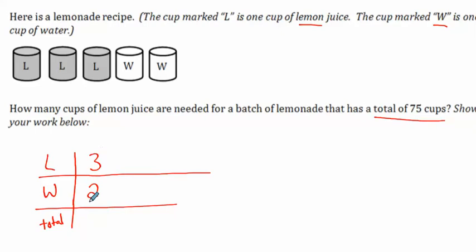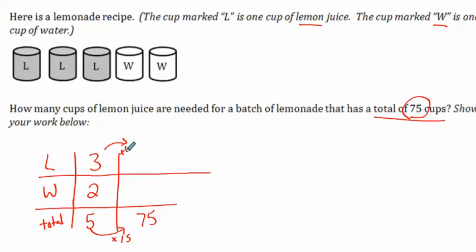So at this point, what's my total? 3 plus 2, that would be 5. But I want to get to 75 as my total. It's on my total row. So now I need to ask myself, what did I multiply by? 5 times what gives me 75? If you don't know that off the top of your head, then you can put 75 divided by 5 in your calculator. So 75 divided by 5 gives me 15. So if I go from here to here, I'm multiplying by 15. So I need to multiply both of these by 15.